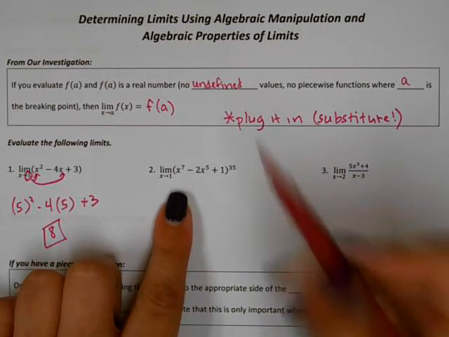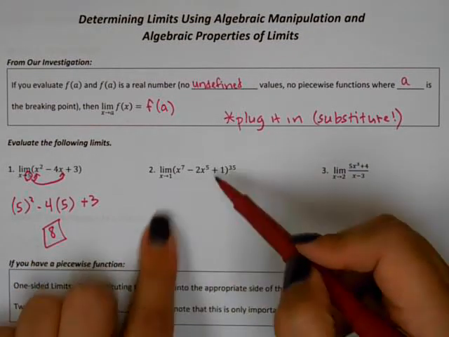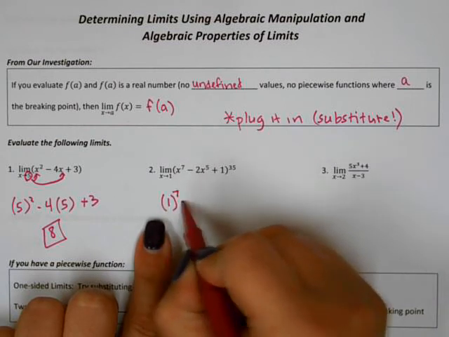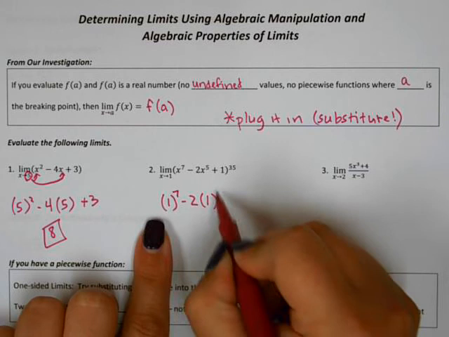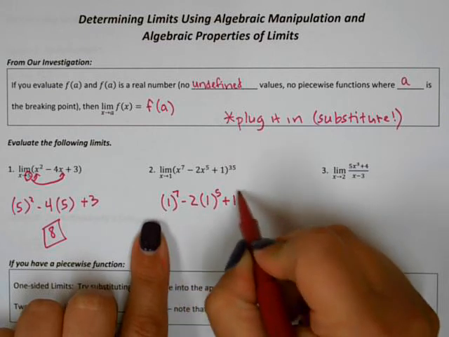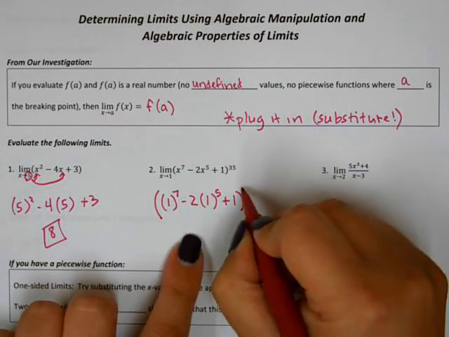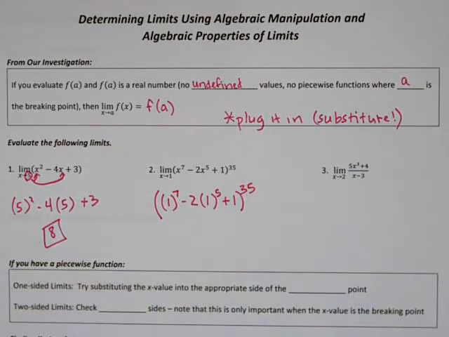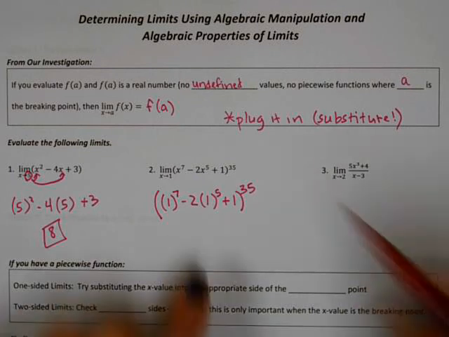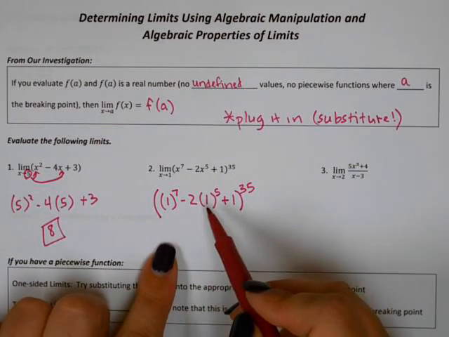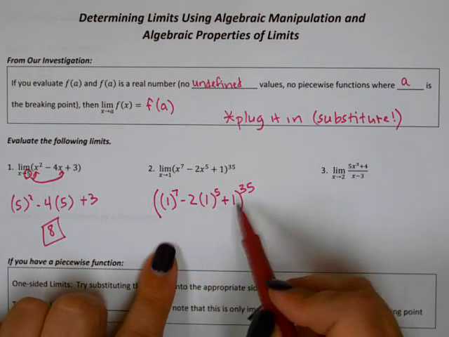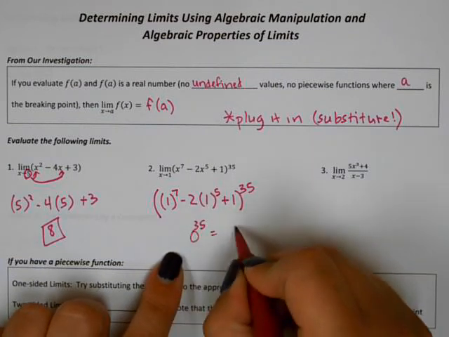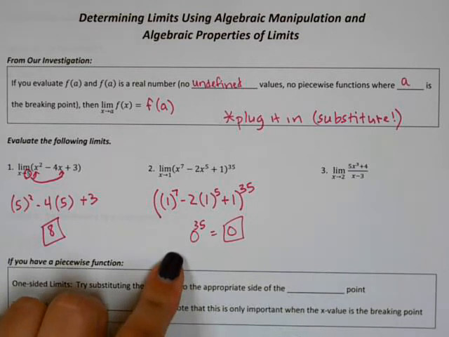We're going to do the same thing here. All we have to do is plug 1 in anywhere we see x. So 1 to the 7th minus 2 times 1 to the 5th plus 1, and that whole thing is inside of parentheses. We're raising it to the 35th power. So 1 minus 2 is negative 1, plus 1 is 0. So we get 0 to the 35th, which is just 0.